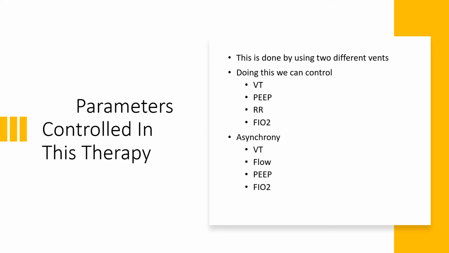And then there's another method that you can use, which is asynchrony. This is done in tandem. So the tidal volume, the flow, the PEEP, and the FiO2 are all independent. And then you have one vent that controls the rate for both vents.